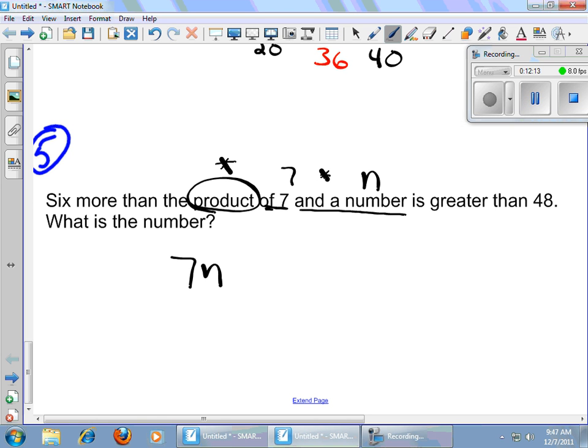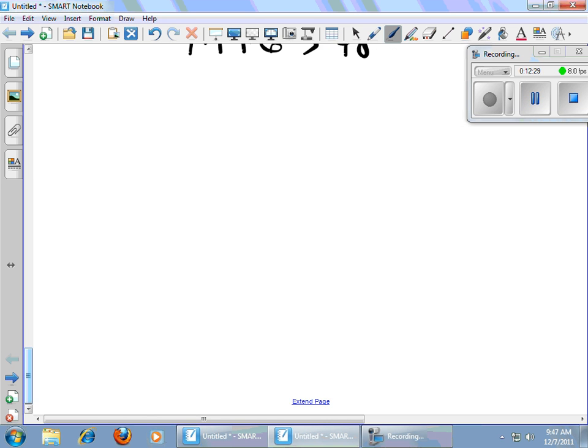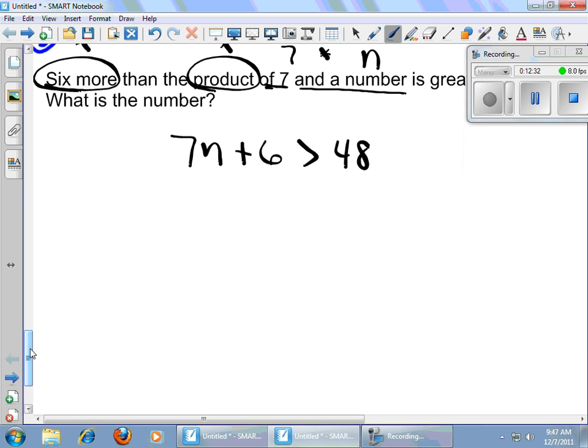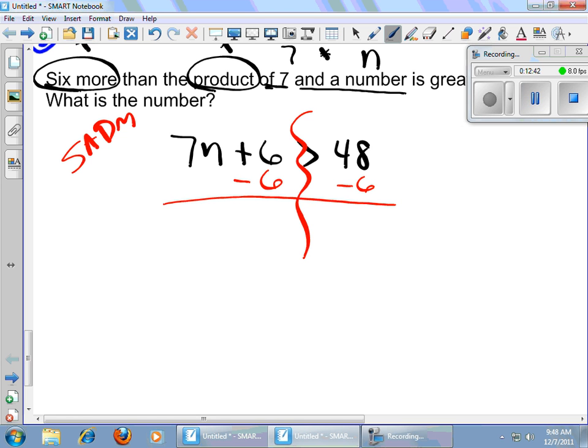6 more than that amount means to add 6. So I'll add 6 to that number. Is greater than 48. All right, it's a two-step inequality. Should be a piece of cake. First thing I'm going to do, and I'll put my Great Wall in, I'm going to subtract 6. If you're wondering why, addition needs to be undone before multiplication. My new inequality becomes 7n greater than 42.